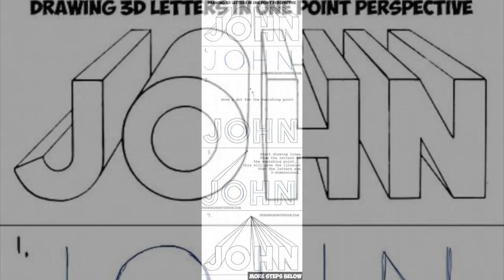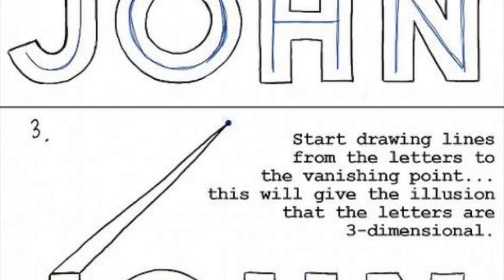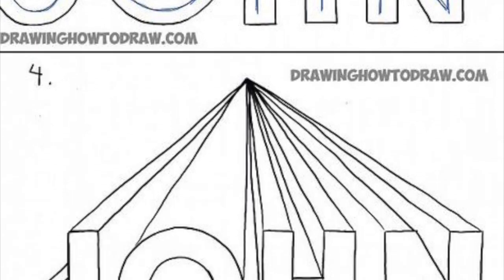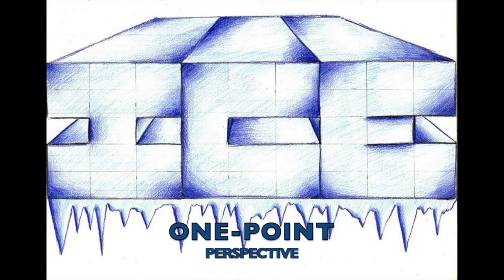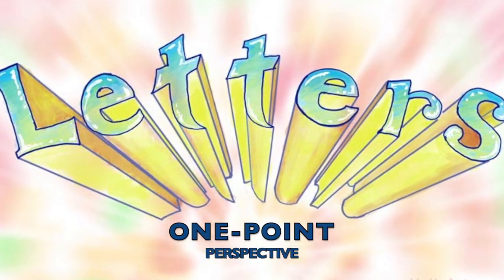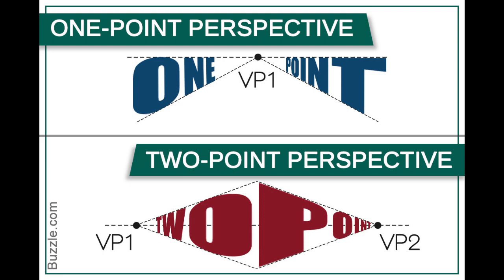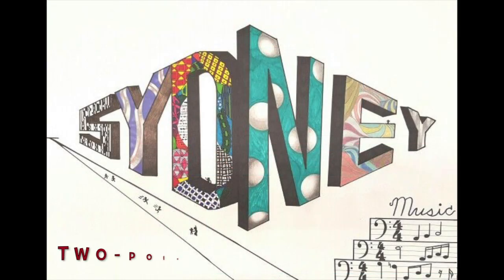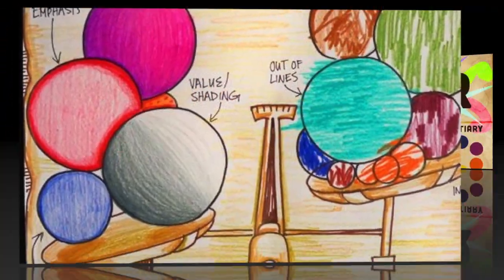Another idea, draw 3D letters going back in space. It could be any kind of word or actually any kind of shape. There's a couple ways to do this. One way is 1-point perspective, and the second way is 2-point perspective. Here's an example of 1-point perspective, another 1-point perspective, and the second example here, the lines all go back to 2 different points. See that? Remember to use the coloring techniques.